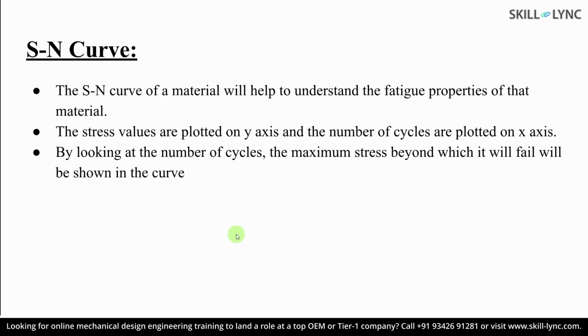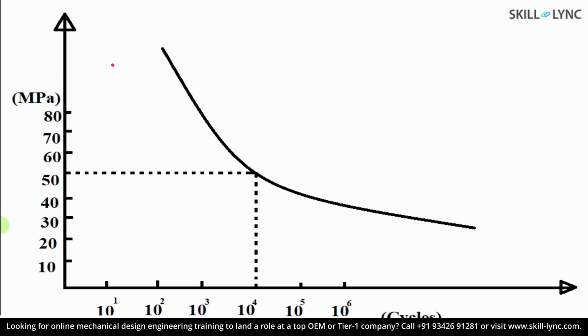Before we proceed with the fatigue analysis, let us understand the use of the SN curve in a fatigue analysis. The SN curve for any material gives us the relation between the maximum stress that a material can withstand before failure after being subjected to a number of cycles. Here the stress is plotted on the y-axis and the number of cycles is plotted on the x-axis. As I mentioned before, we are looking at an SN curve. You can see that the maximum stress value is plotted in the y direction and the number of cycles is plotted in the x direction.